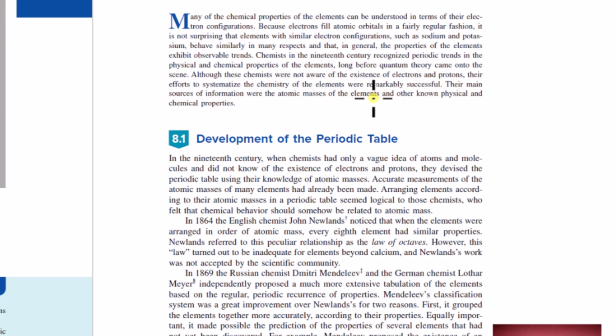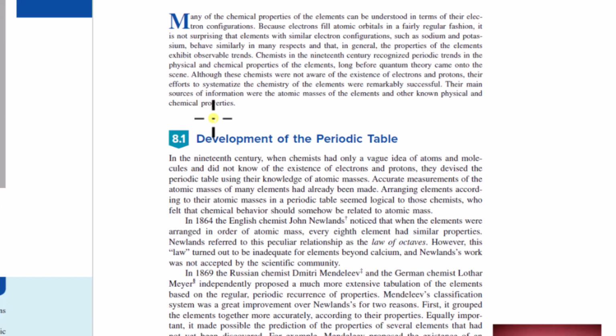They were discovering elements and they were just analyzing them, trying to put them into categories, group them to see if they could find trends. And in the beginning, before they knew anything about electrons and protons and quantum theory, they were very successful at doing this. Why? Okay, well, let's see. It says their main sources of information were the atomic masses of the elements and other known physical and chemical properties. So when it comes to physical and chemical properties, well, yeah, they have an element that they discovered.